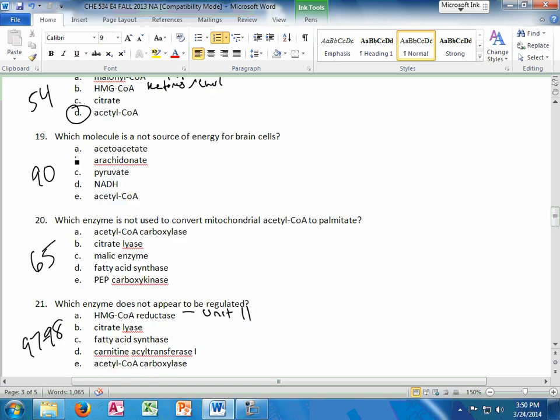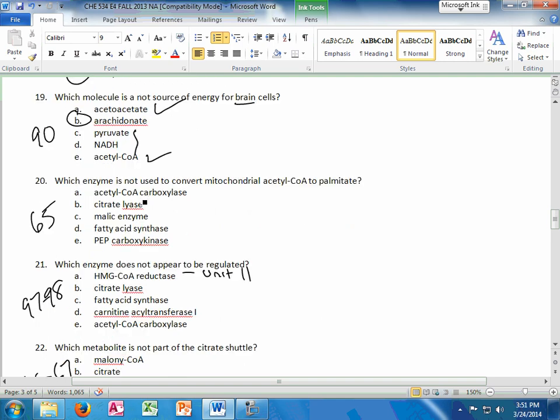Which molecule is not a source of energy for brain cells? So anything with the eicosanoids or quinolinate doesn't have anything to do with energy production. Brain cells can use ketone bodies. You can use acetyl-CoA, anything produced in glycolysis, and then the Krebs cycle and oxidative phosphorylation.